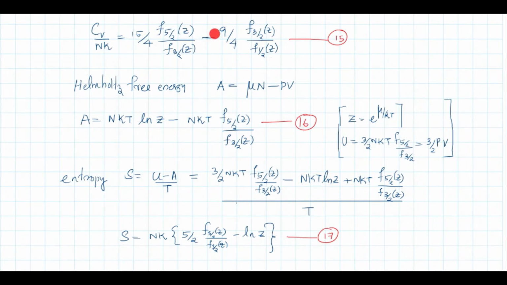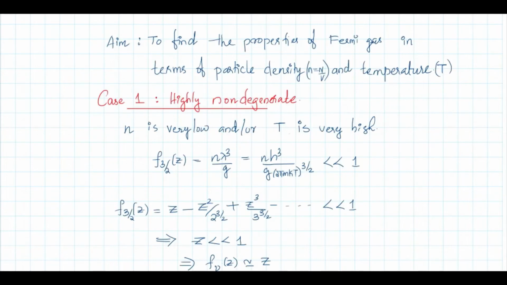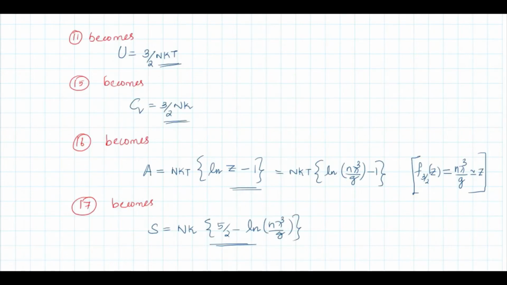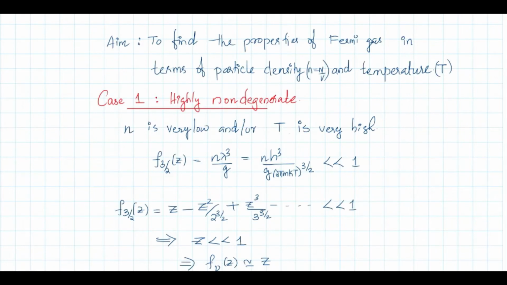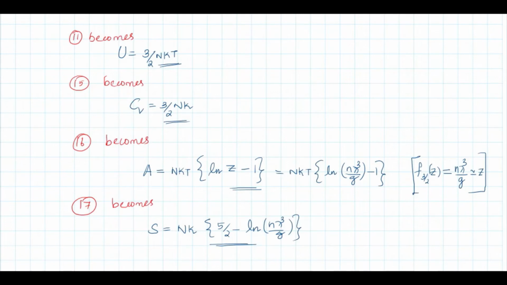Cv is 3 by 2 nk. And the Helmholtz free energy also you can find values in that special case, and that becomes A equal to nkt into log z minus 1, because here is your equation for A, nkt log z, and this will be the same. f5 by 2 and f3 by 2 will be both equal to z. That will cancel. Nkt you can take outside. So nkt log z minus 1.